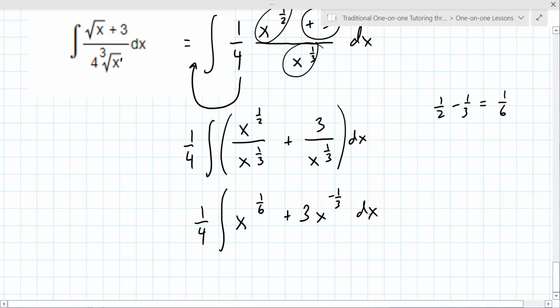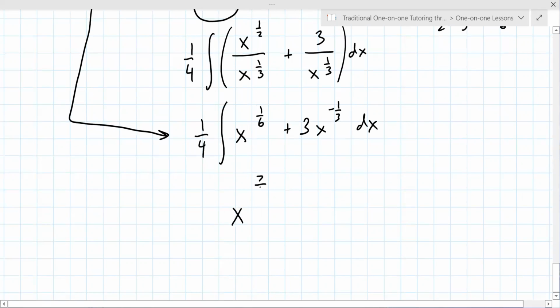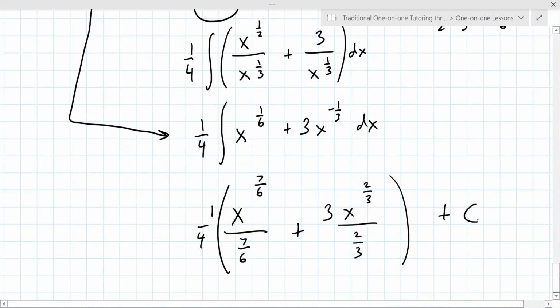So now we can get to something we can apply the power rule. So the whole point of this problem is to be able to simplify to something that you can go back to using the power rule for. So to do this again, you add 1 to the exponent, so it's 7/6. You divide by the new exponent, and this 1/4 comes down, plus, again, you add 1 to the exponent, so it becomes 2/3 over 2/3, like this, plus c.